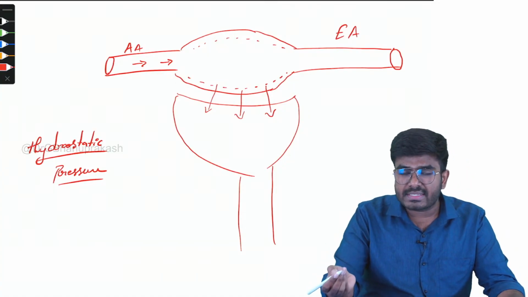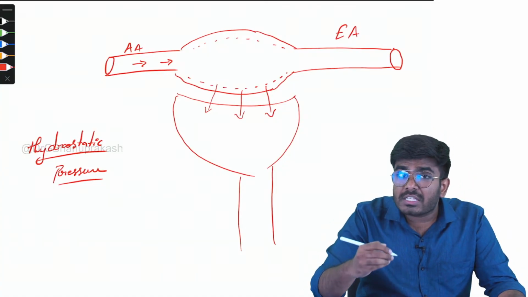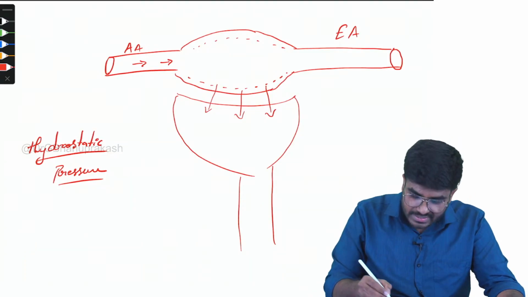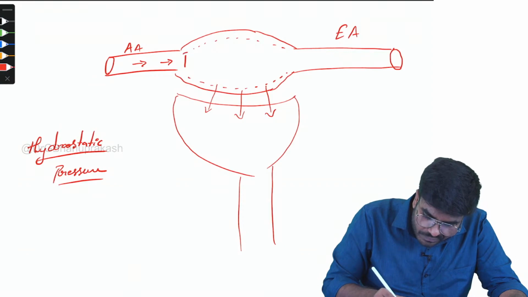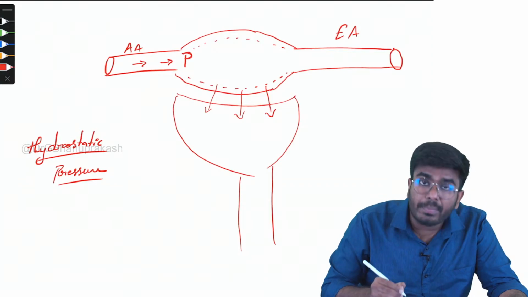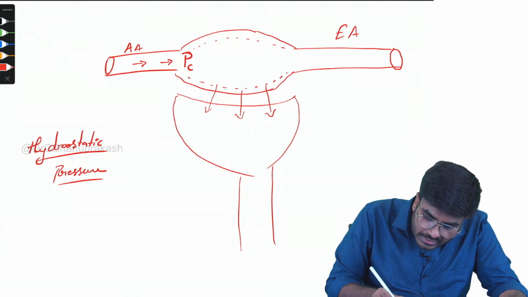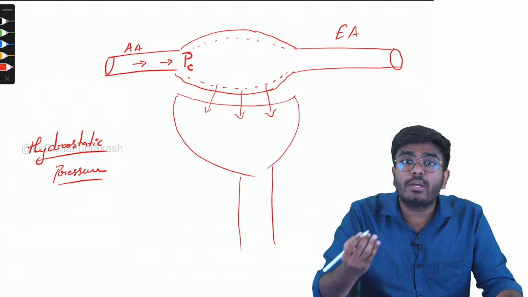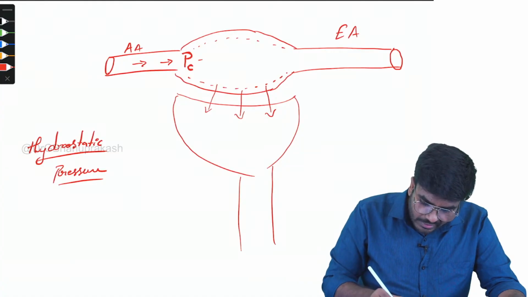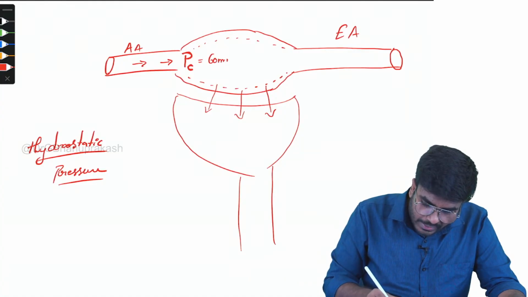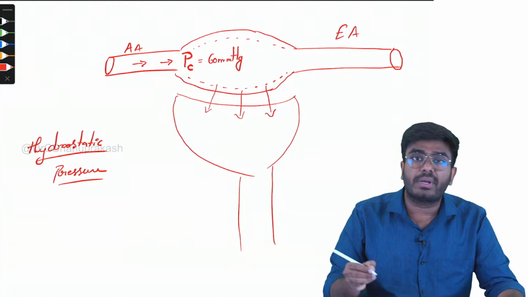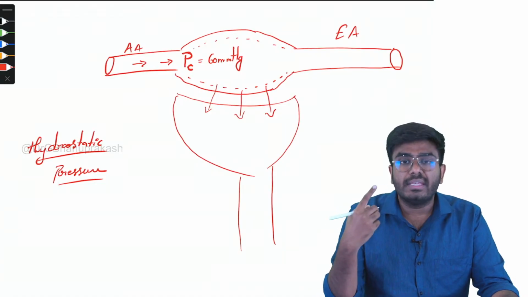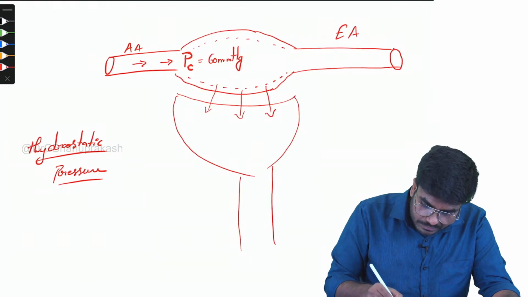Okay, fluid component is there, that's a plasma. Now, will this plasma also have hydrostatic pressure or not? Yes, hydrostatic pressure is there. So, I am just showing you the hydrostatic pressure with the symbol P. So, hydrostatic pressure in the glomerular capillary, C for capillary. How much hydrostatic pressure will be there? Anyone knows? 60 mmHg. The hydrostatic pressure in the glomerular capillaries because of the plasma is 60 mmHg.